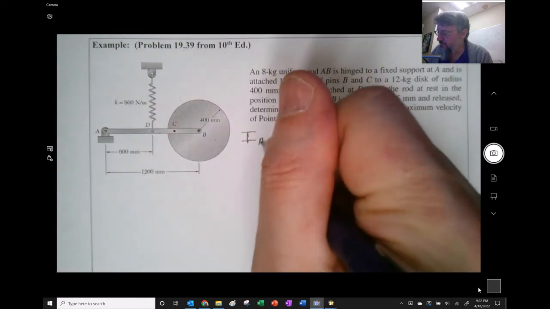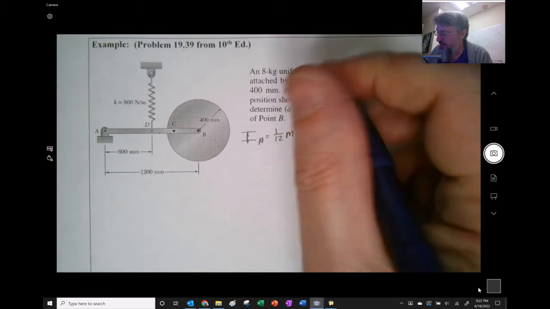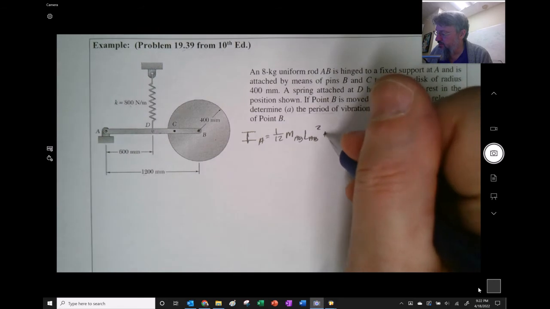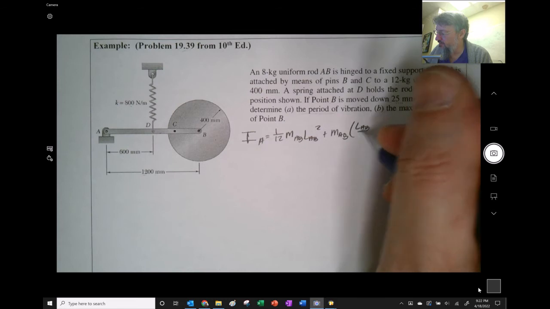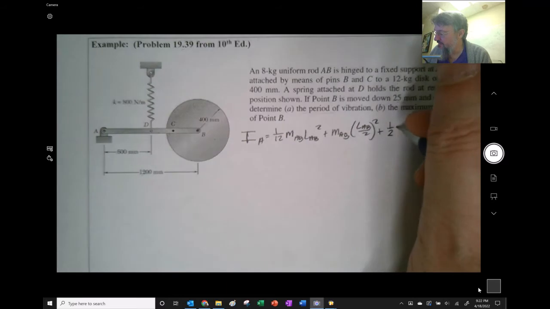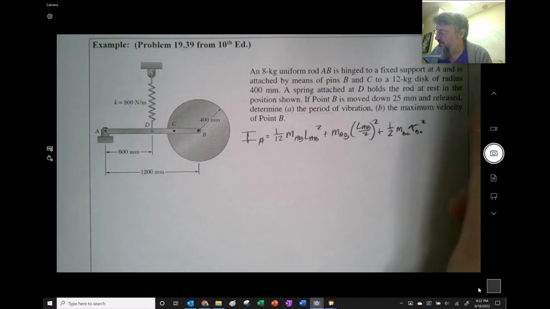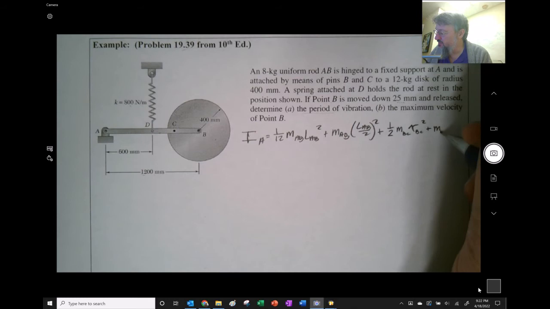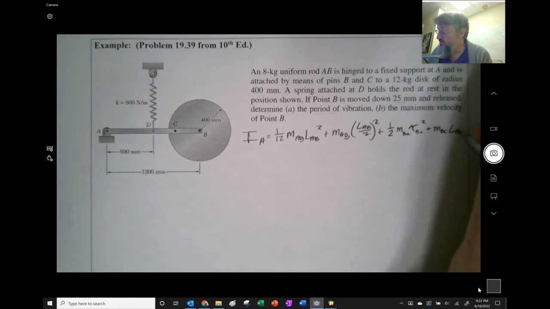For the rod, it's 1/12 the mass of the rod times the length of the rod squared, plus the mass of the rod times the length of the rod divided by 2 squared, plus the disc, 1/2 the mass of the disc, which I called BC, times radius BC squared, plus the mass of the disc BC moved by the length of the rod, so L_AB squared.